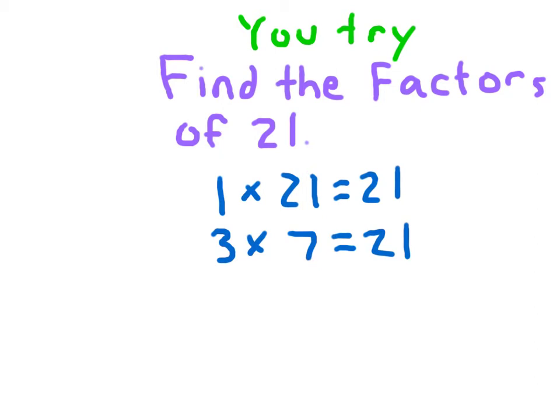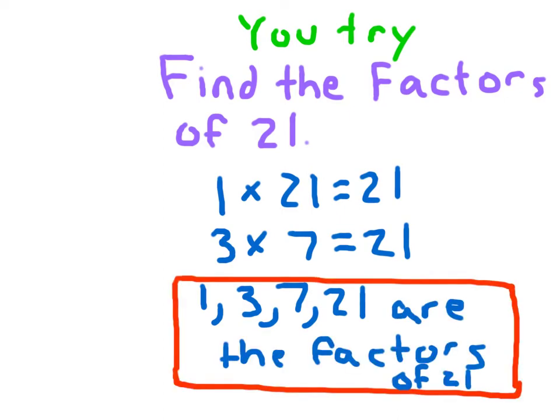All we need to do now is list those factors, and we list factors from least to greatest. So we have 1, 3, 7, and 21 as factors of 21. They are the factors of 21. Those are the numbers we can multiply together to get 21.